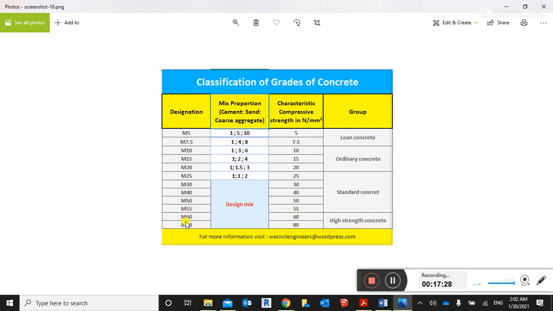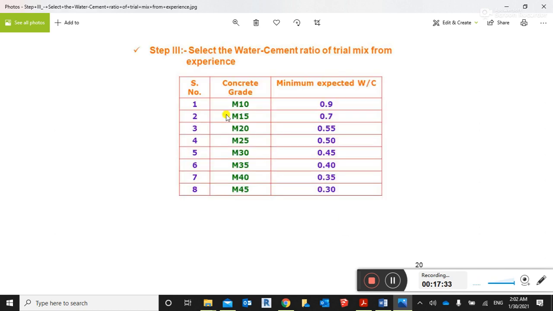And from M60 to M80, we can call this high strength concrete, guys. Again, this is a repeated portion, concrete grade from M10 to M45. The minimum expected water cement ratio is 0.9 for M10, for M15 0.7, for M20 we can use 0.55, for M25 we can use 0.5, for M30 we can use 0.45, for M35 we can use 0.4, for M40 we can use 0.35, for M45 we can use 0.3, guys.